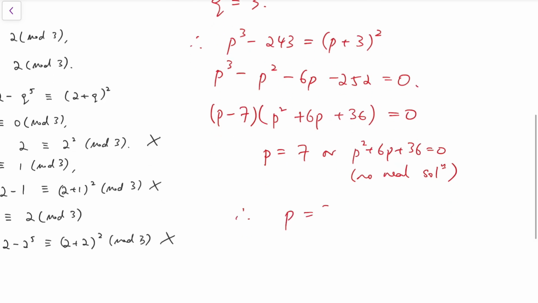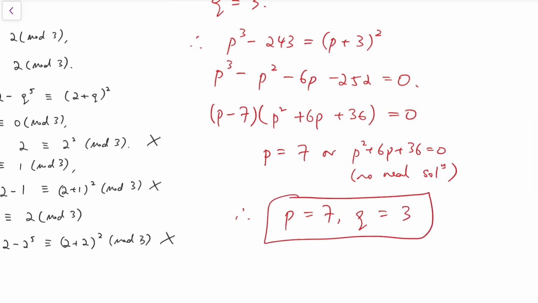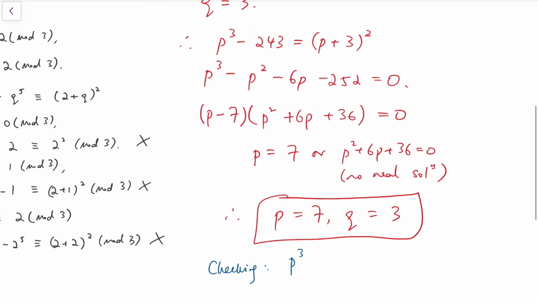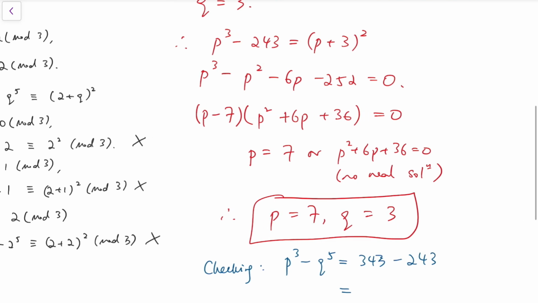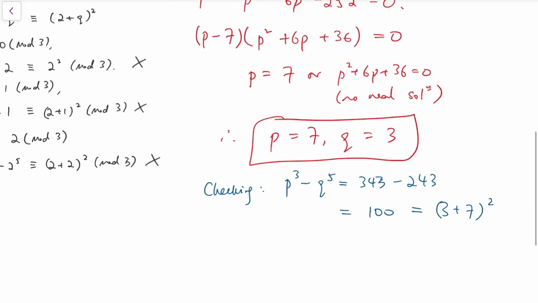So that means p equal to 7, q equals to 3 is the only solution to this problem. Of course, we can do some checking. And we find out that both sides will be equal to 100. So that means 7 and 3 is a pair of valid solution.